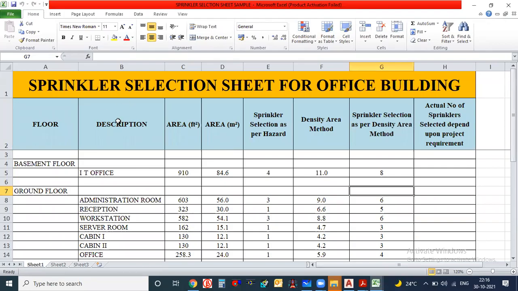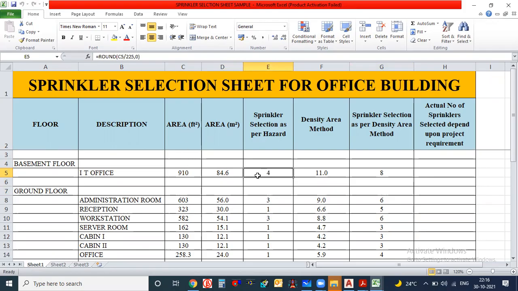So I will first write down the floor. Whatever the floor, I will write down the description of the area. Here I will write down the square feet area, and I will convert it into square meter. Sprinkler selection as per hazard.